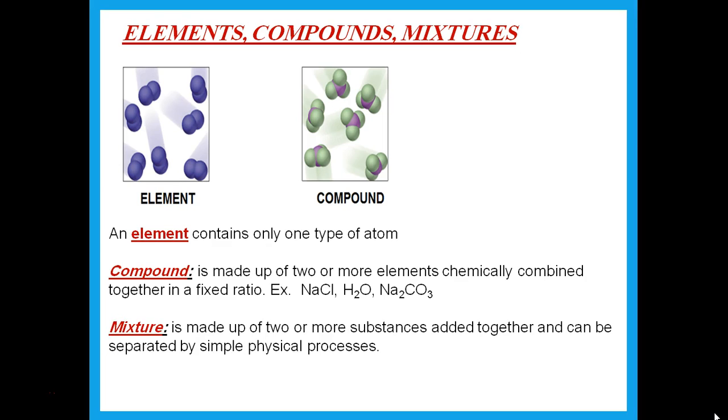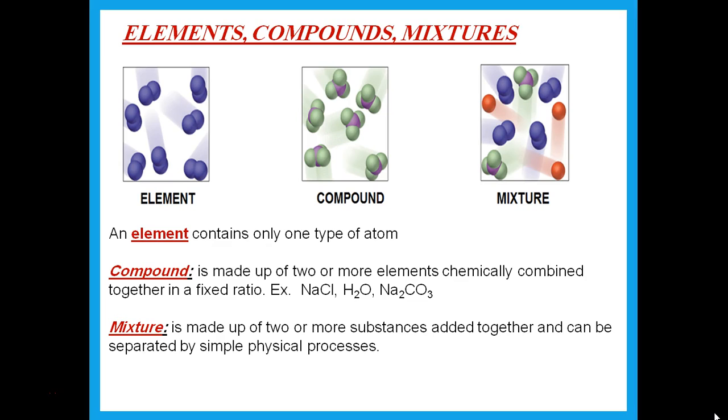Now, what's a mixture? A mixture is two or more substances added together. So it is something that has different substances. Some of them may be elements, some of them may be compounds, but they are different things added together. So they are two or more substances added together, and these can usually be separated by simple physical processes, or they can be separated easily. If you don't remember simple physical processes, you can just say can be separated easily.